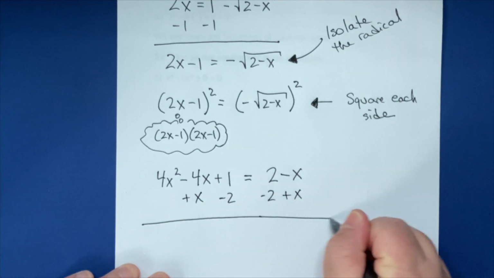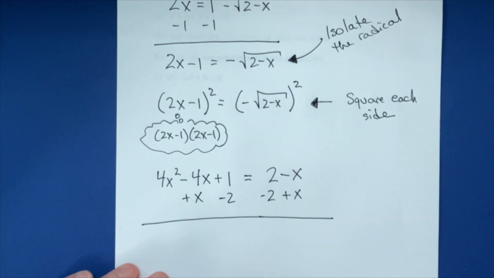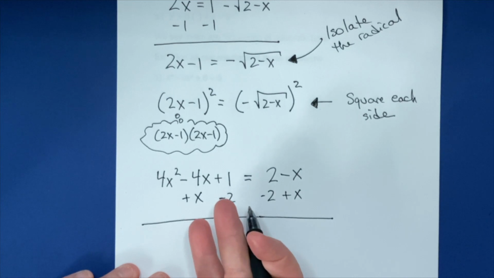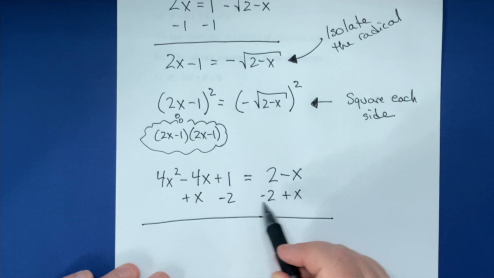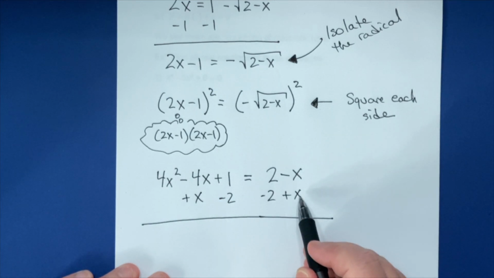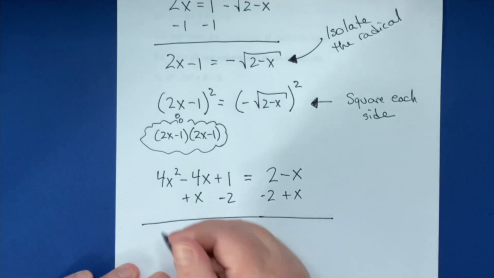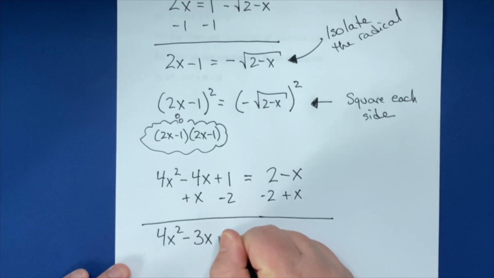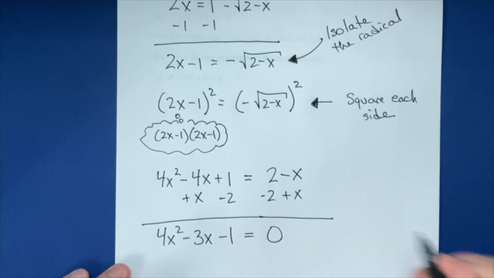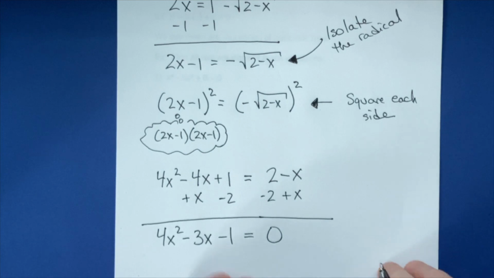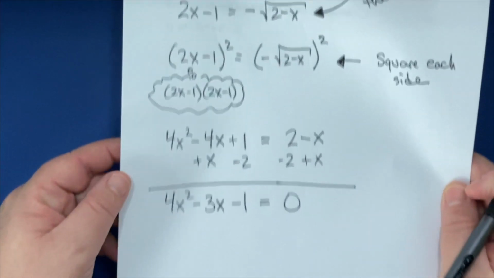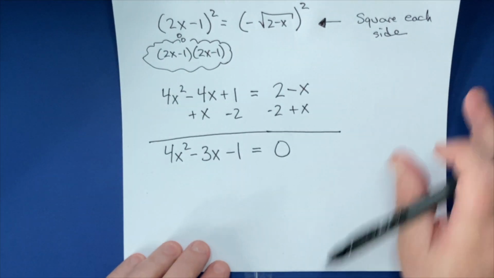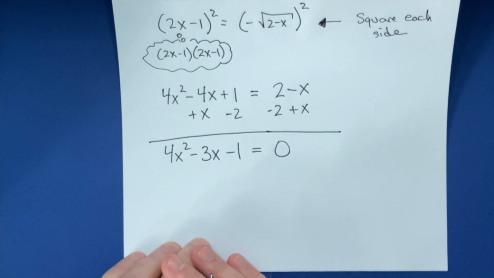And notice I'm being fancy now. I did them in different orders, and that's okay because it's negative 2. So I've got the negative 2 and the positive x plus x. So I've got 4x squared minus 3x minus 1 equals 0. So far, so good. Woohoo. Now, at this point, you've got a couple options. It turns out that this actually does factor.